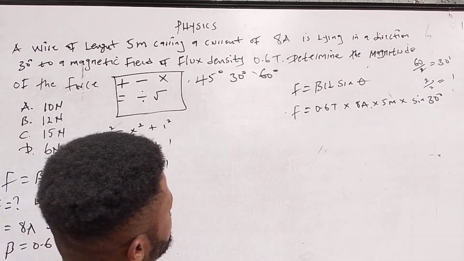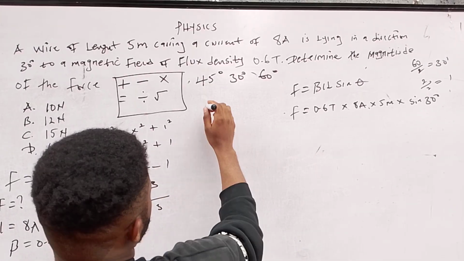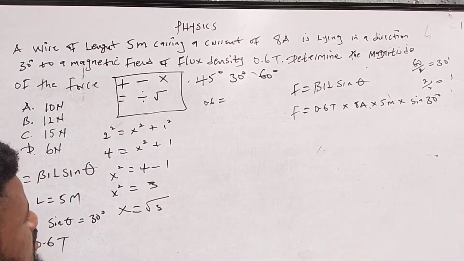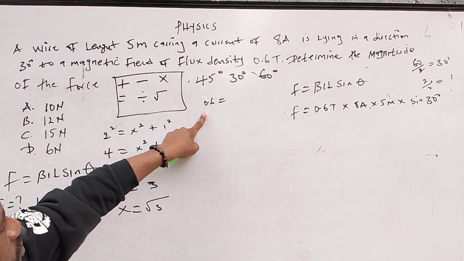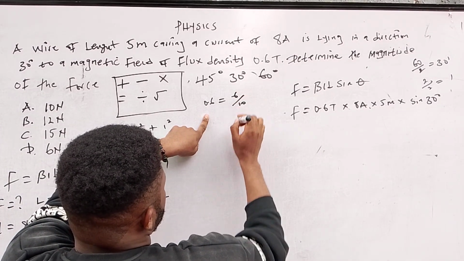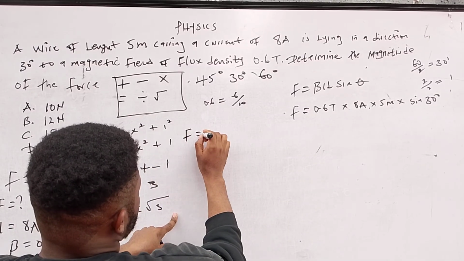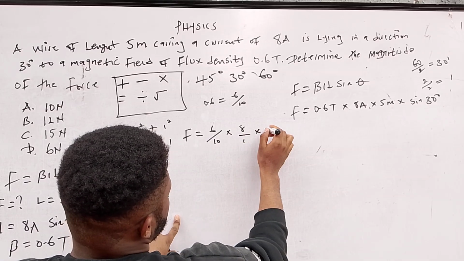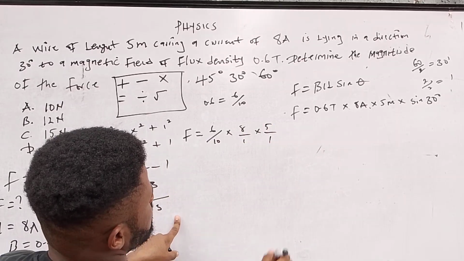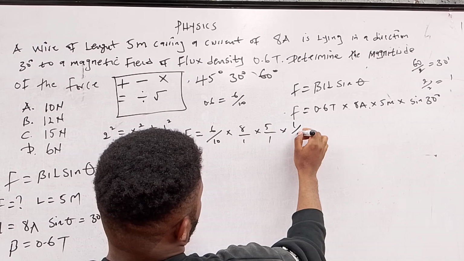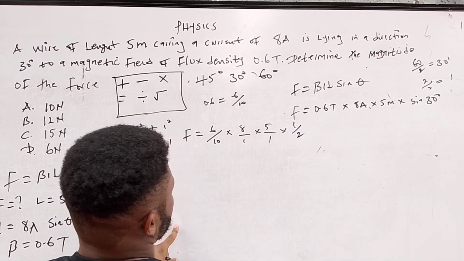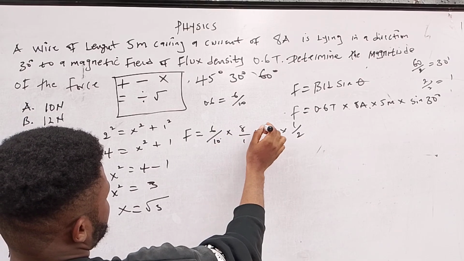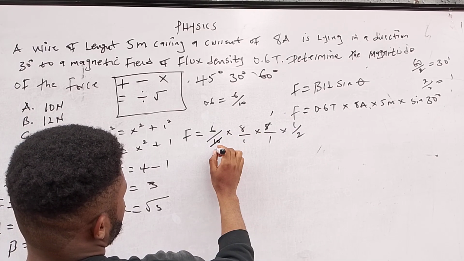Now observe, 0.6 is in decimal form. If I want to express this in fraction form, it is 6 upon 10. So my F is equal to 6 upon 10 times 8 upon 1 times 5 upon 1 times 1 over 2. Are we clear? I can cancel out now. 5 twos are 10, 5 twos, what? It is 2.